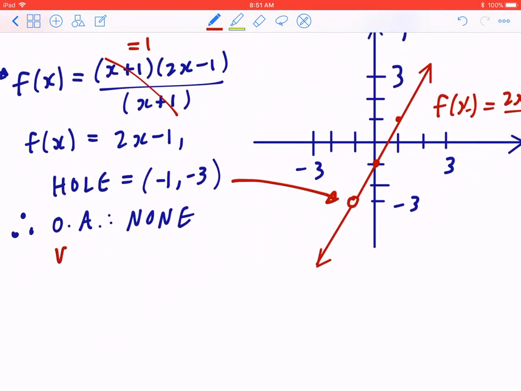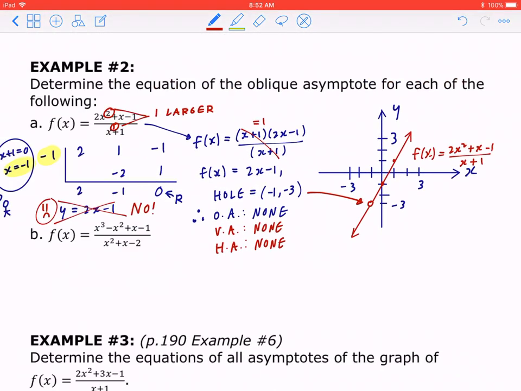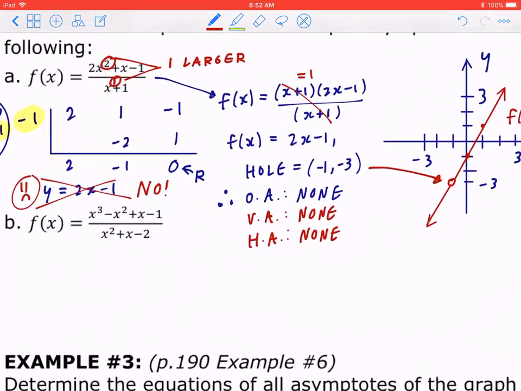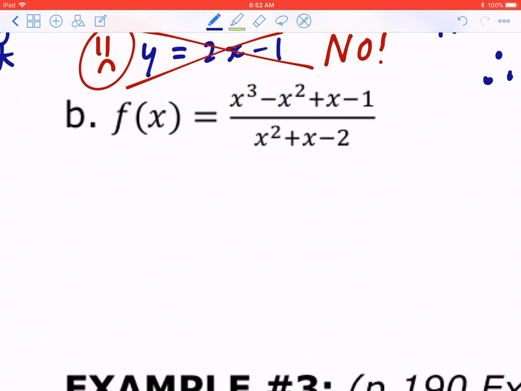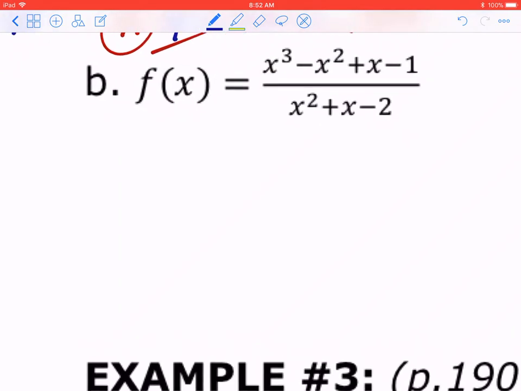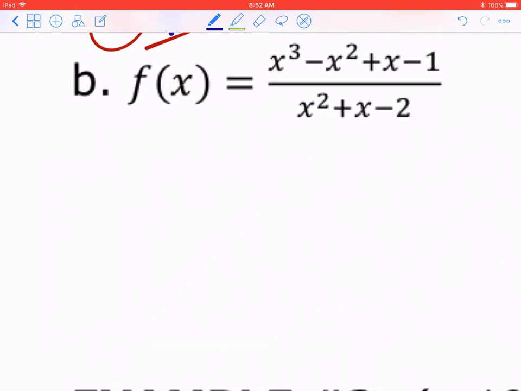And the bonus idea that I want to reconnect with you from the first part is the fact that there are no vertical asymptotes and no horizontal asymptotes. And that's perfectly okay. Let's keep going. Again, the question says f of x equals x cubed minus x squared plus x minus 1 all over x squared plus x minus 2. I would like you to try this first. You can press pause, and then when you're ready, press play. I'll be right here.